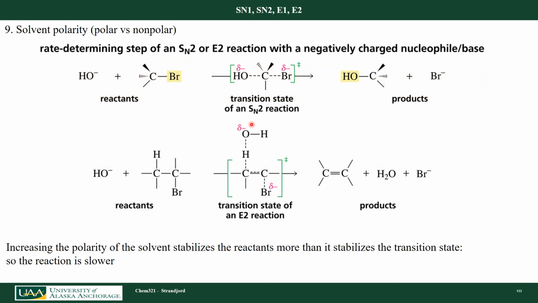Okay. Solvent polarity also has an effect on SN2 and E2 reactions because they stabilize the transition state again. My transition state always has a polar component to it. I can actually stabilize that transition state a little bit.